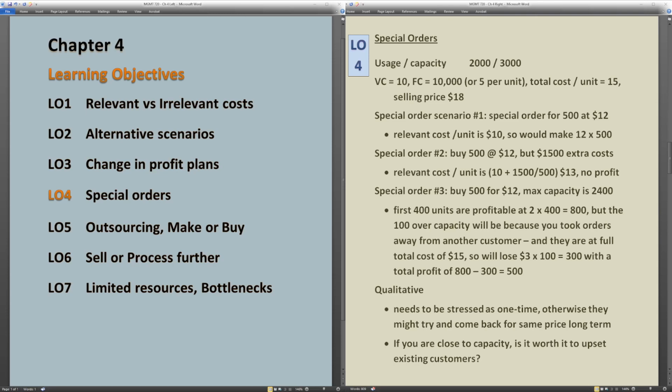So that brings us to some qualitative issues. We can look at the numbers and they tell us from a numbers point of view, would we do it or not do it?